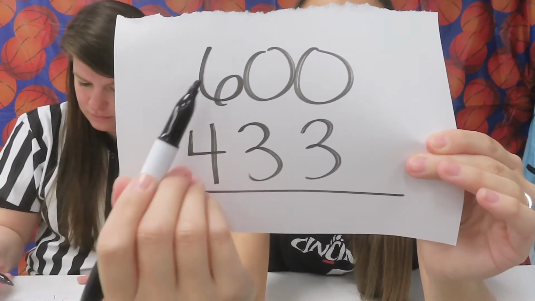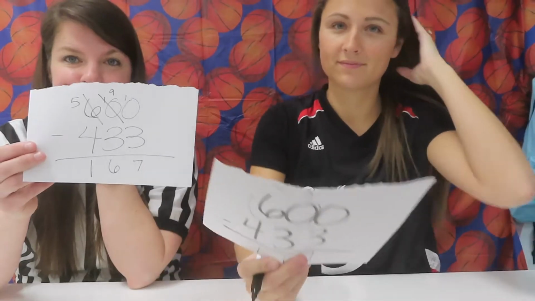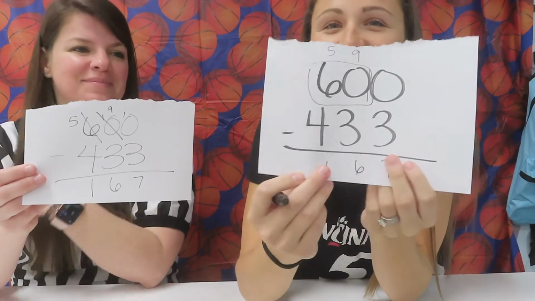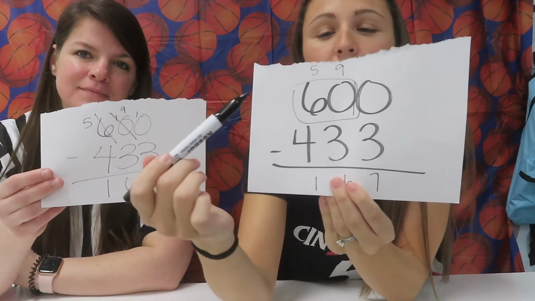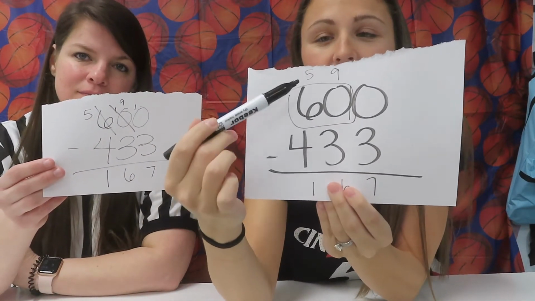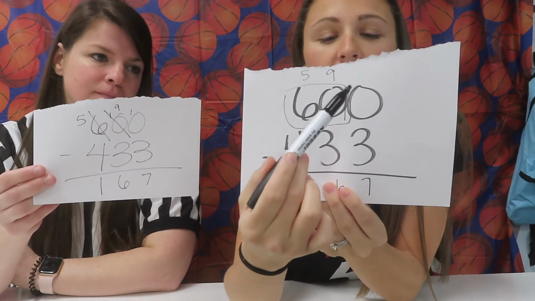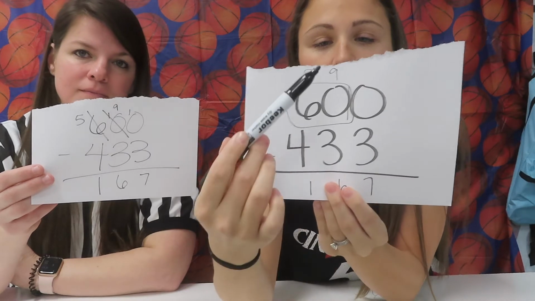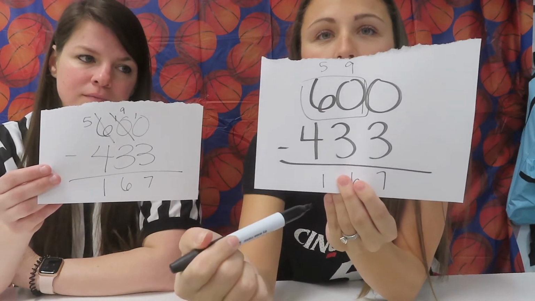Remember our trick. Make this into a 60. The old school way. So I use the trick where you turn this into a 60. So 1 less than 60 is 59. So I put my 5 up here and my 9 up here. And then I made this into a 10. So 10 minus 3 is 7. 9 minus 3 is 6. And 5 minus 4 is 1.